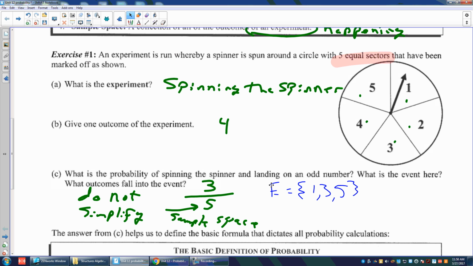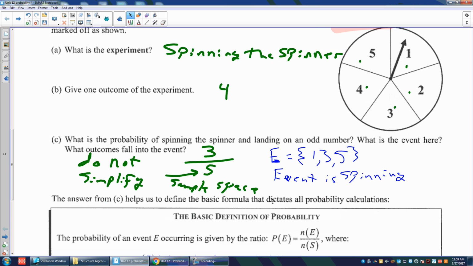What outcomes fall into the event? Okay, so this is supposed to be the outcomes, and the event is spinning. But again, a lot of times we're going to say E is 1, 3, and 5, and the event is spinning. So those are interchangeable. Okay, so I do make a little bit of a mistake here.